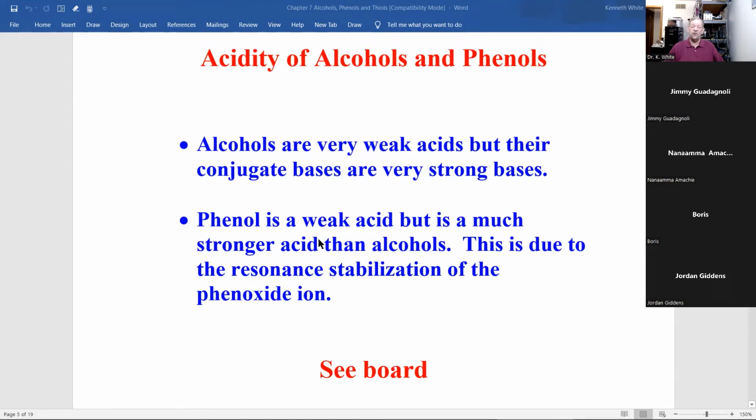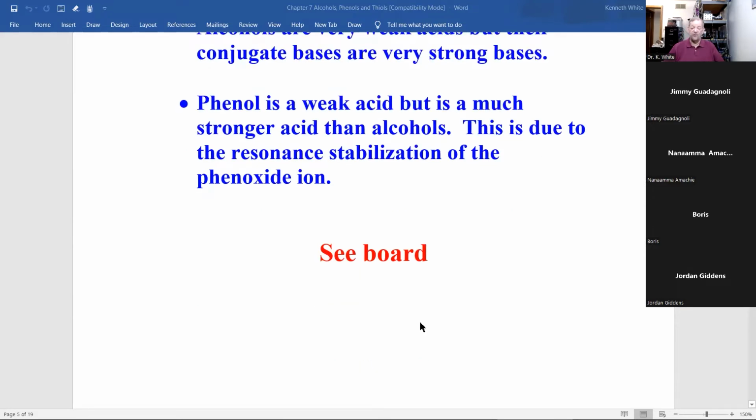Now, phenol is a weak acid, but it's much stronger than the regular alcohols, and that's due to what we call resonance stabilization of the phenoxide ion. By the way, my last patent, I used the phenoxide ion in such a way nobody else had ever done. Ooh, see board, I've got to get to work.